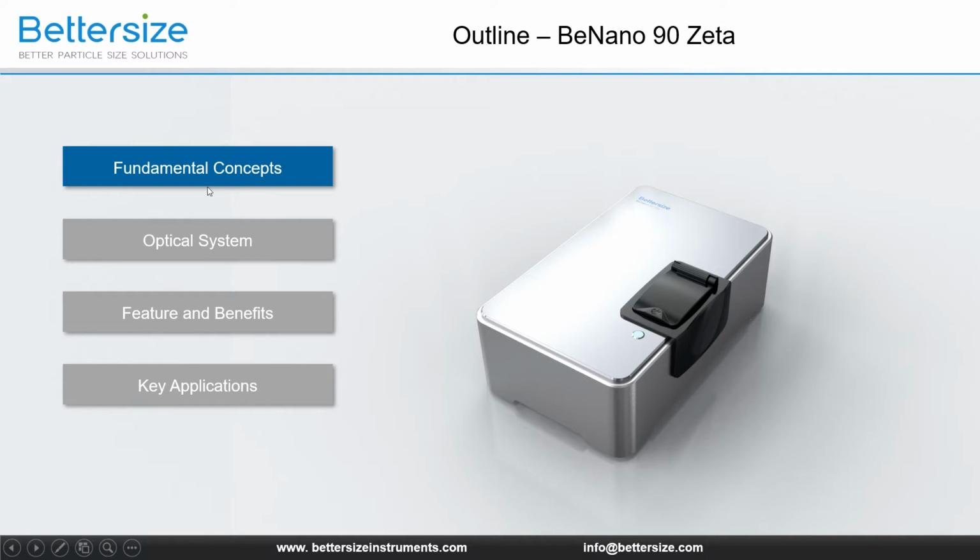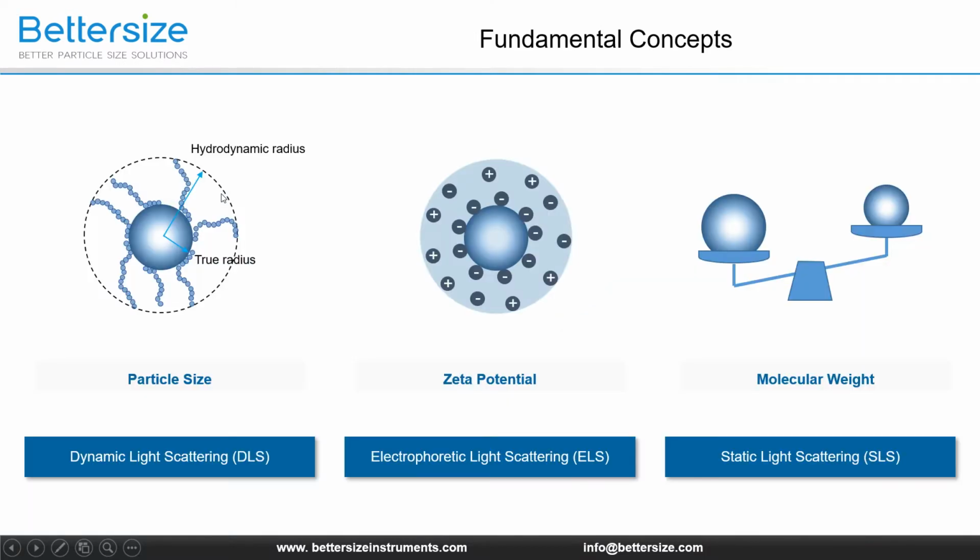First, let's get to know some fundamental concepts. The BNano 90 Zeta integrates DLS, ELS, and SLS to provide accurate measurements on particle size, zeta potential, and molecular weight of nanoparticles respectively. You may wonder what these concepts are and why they are important. Please follow me with a walkthrough on the introduction to them now.